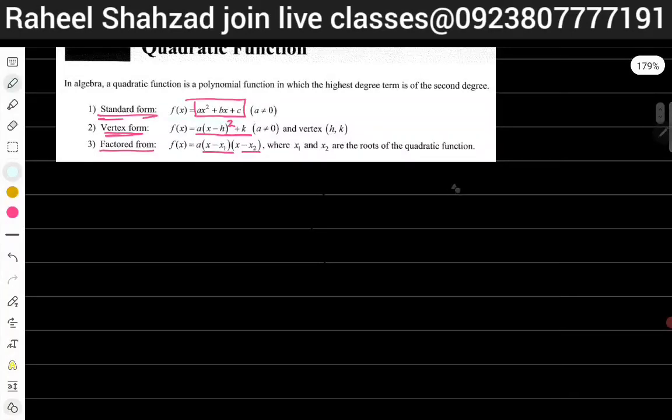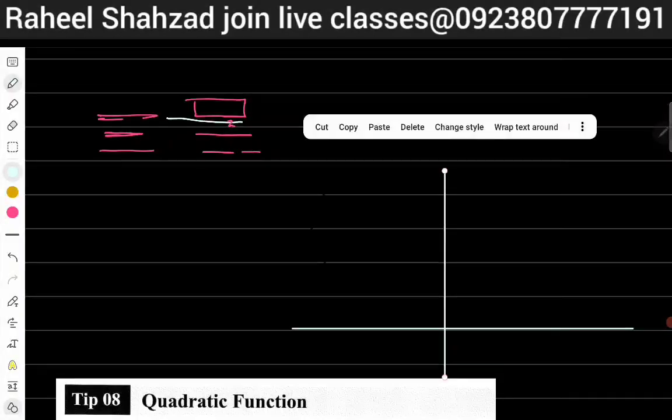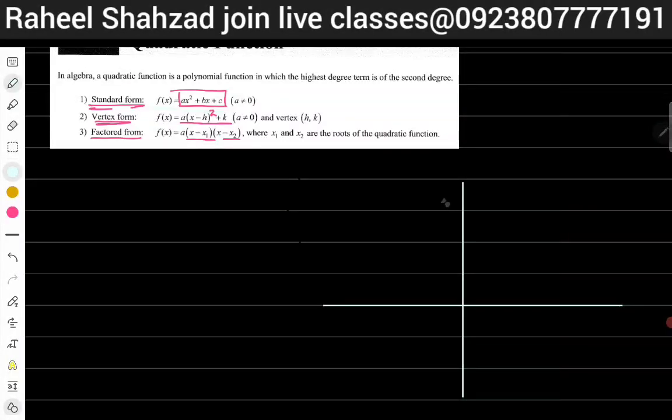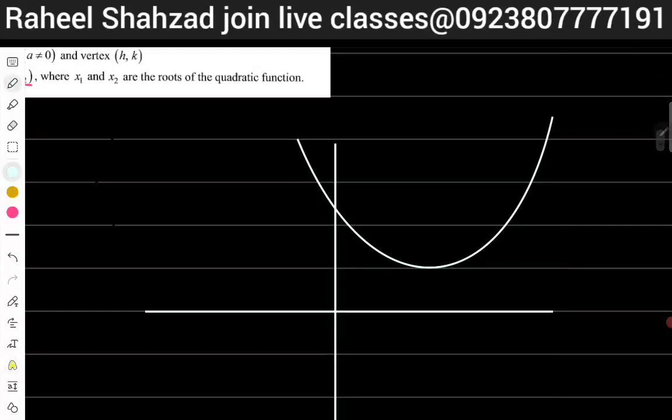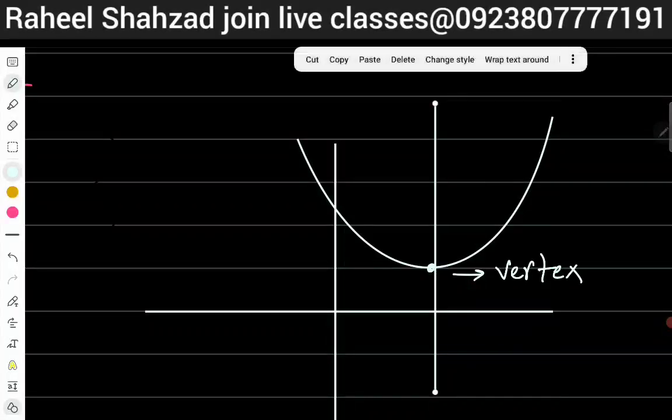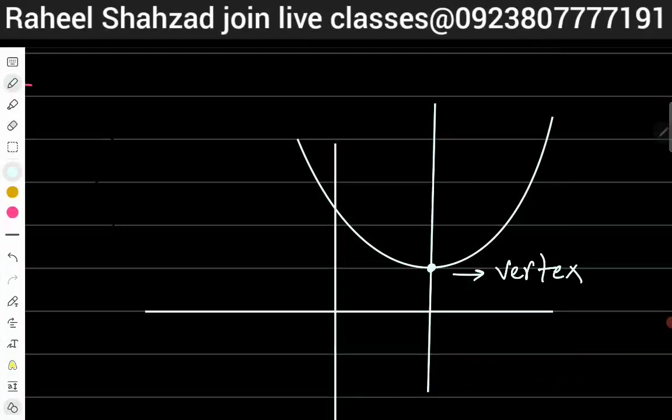So generally, if we have a quadratic curve like this, okay, this is the quadratic curve. Now in this quadratic curve, this point is known as the vertex. Okay, this is your vertex, and a line that divides it into two complete parts is known as its line of symmetry. So this is the line that is passing through the vertex and dividing it into two equal halves. Okay, so this is the line of symmetry.